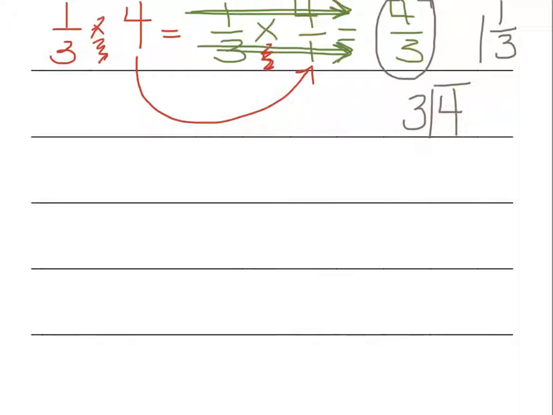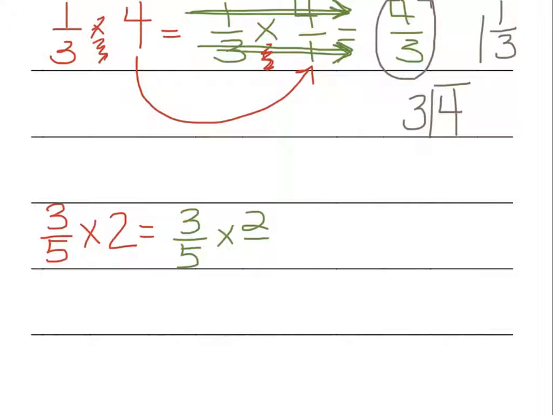So let's do another one. They say 3/5 times 2. Well, you wouldn't actually need to write that in your problem if you saw that in a book. You could automatically write 3/5 times 2 over 1. That's turning your 2 into a fraction. Now the next step is multiply across the top and multiply across the bottom.